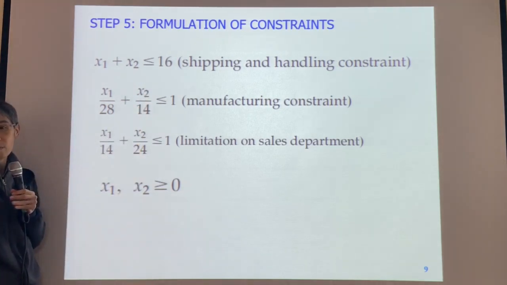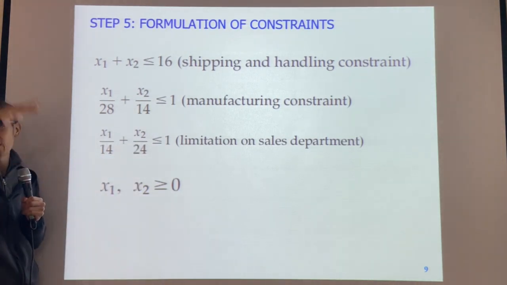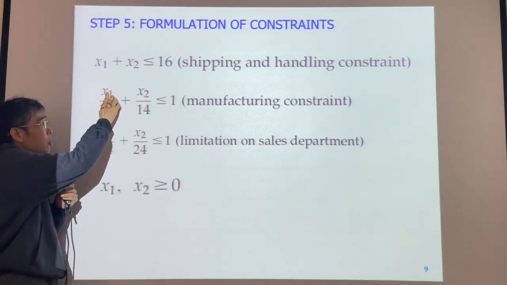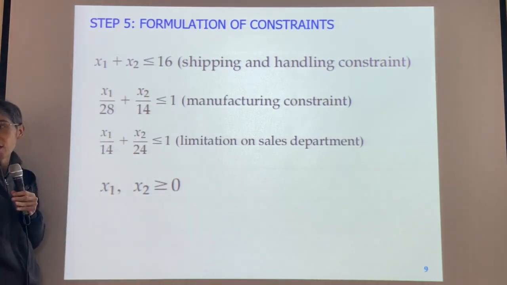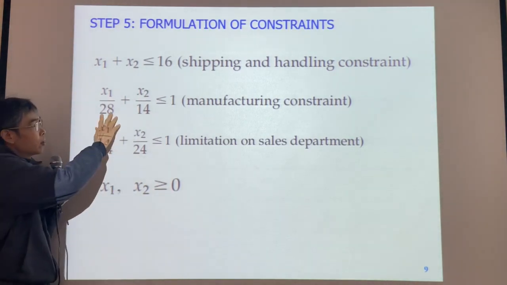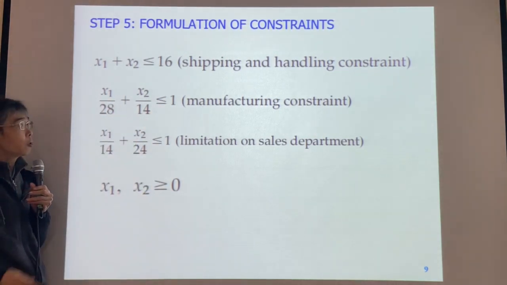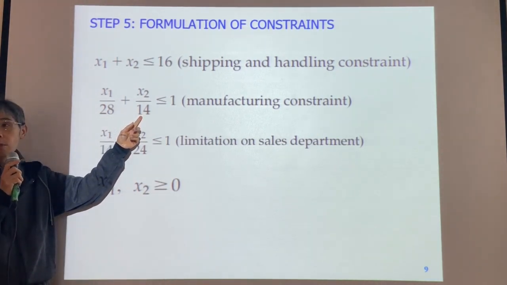Or, if the boss tells you, okay, today let's make B machine only, then the engineers work very hard. The whole day they can make at most 14 B machines. So if x1 is 0, x2 is 14. So this equation is the manufacturing department. This one plus this one should be less than 1, because each day, at most 28 A machines, at most 14 B machines.